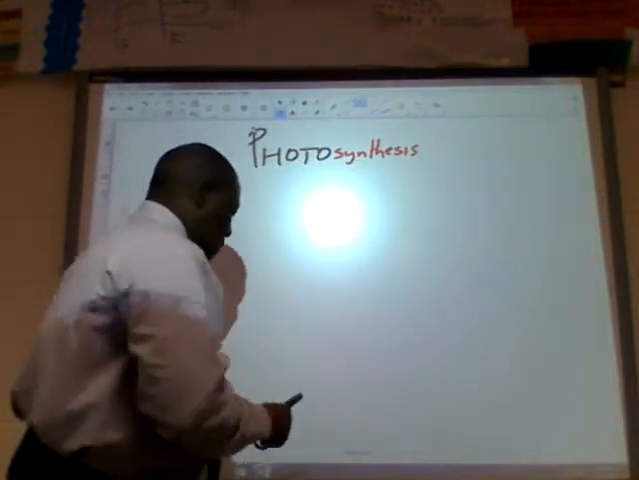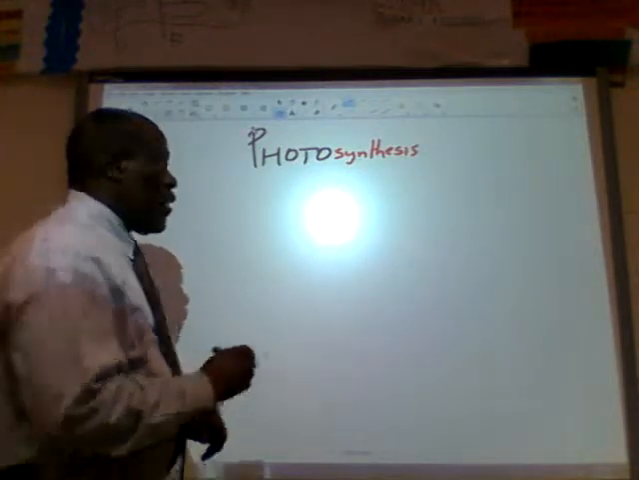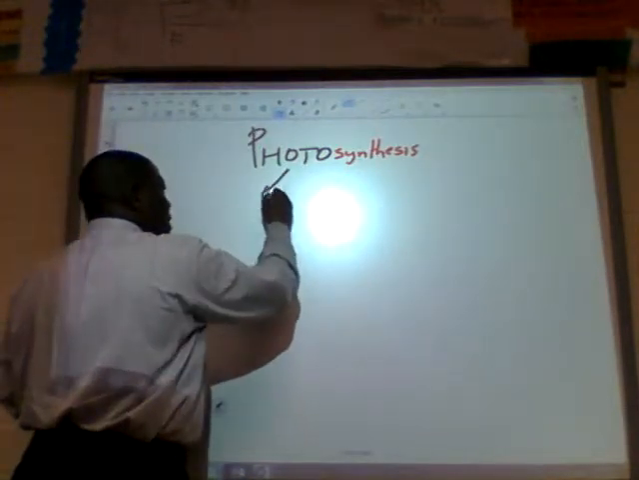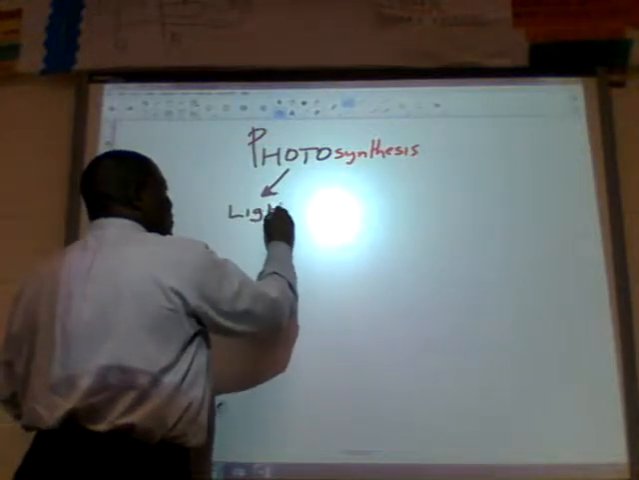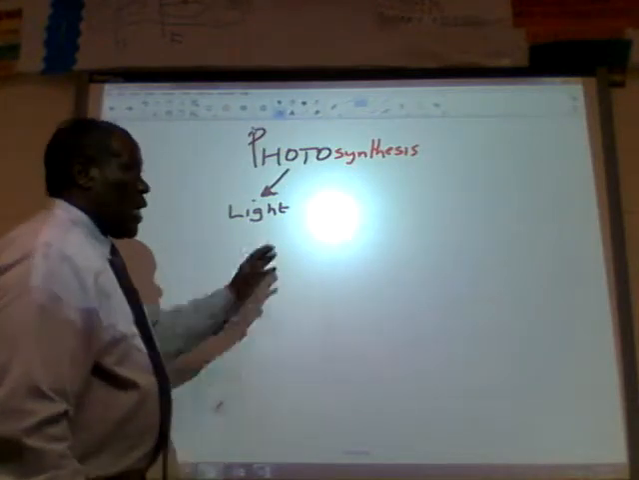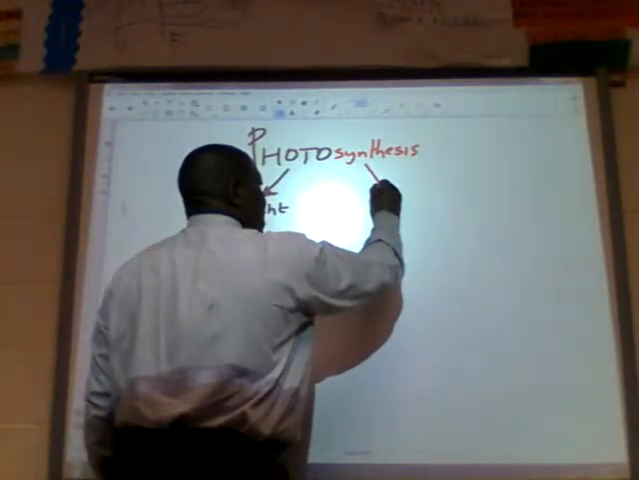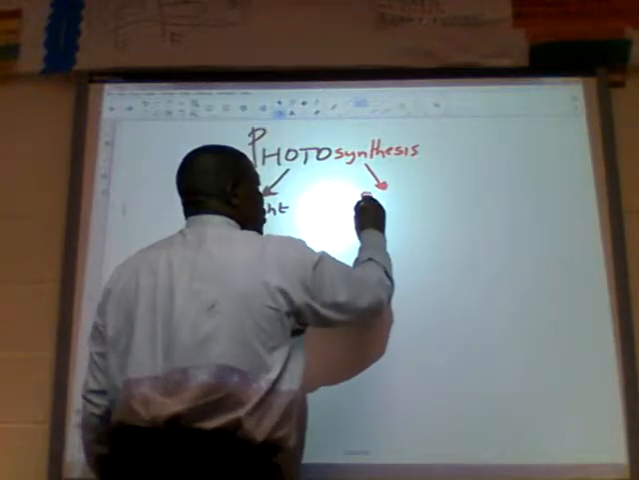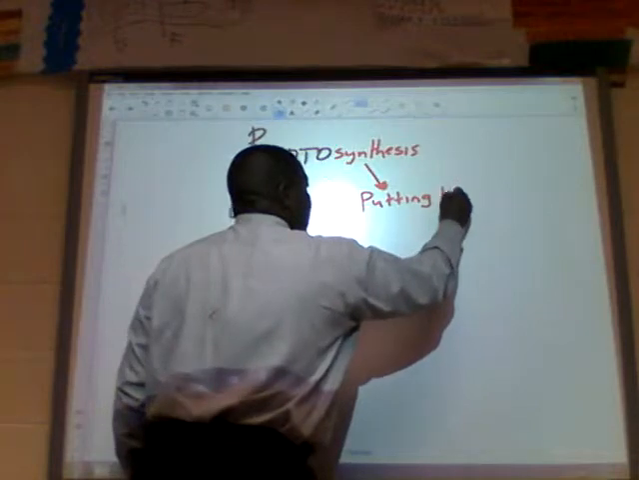All right? Now use the same colored pencil you used to write the word photo. Draw an arrow from it, and right below that arrow, I want you to write the word light. Put that colored pencil down. Now go to the next colored pencil, draw also an arrow from there, and underneath, I want you to write the words putting together.